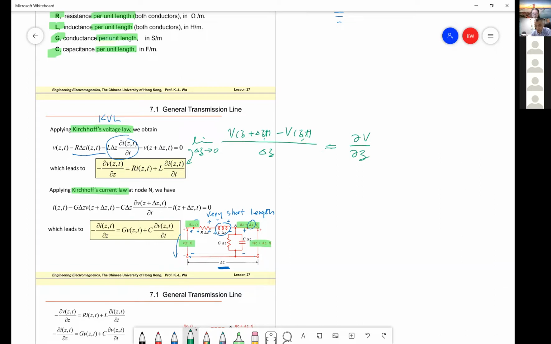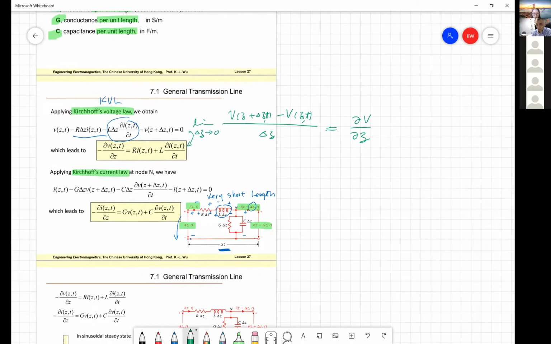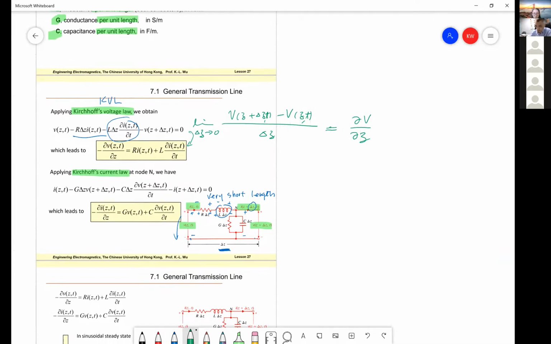Now let's look at the other, KCL. We apply KCL: the current going into this node equals the current going out, right?